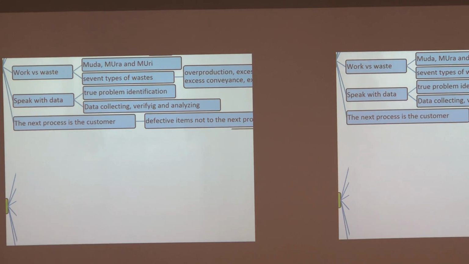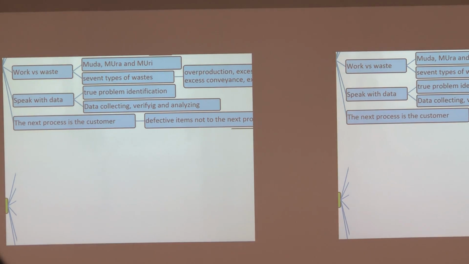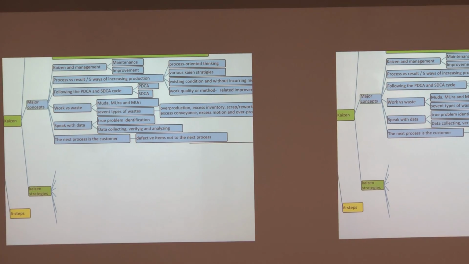Then after that, we mentioned that the Kaizen way is to use the data to speak. It's not just a concept. We have to rely on the analysis data and say this process is waste, this process can improve the production. Then we also mentioned the next process is the customer. In the Kaizen concept, when your product is passed to another department, the other department is the customer for you. It's not just the final customer, it's for every customer.